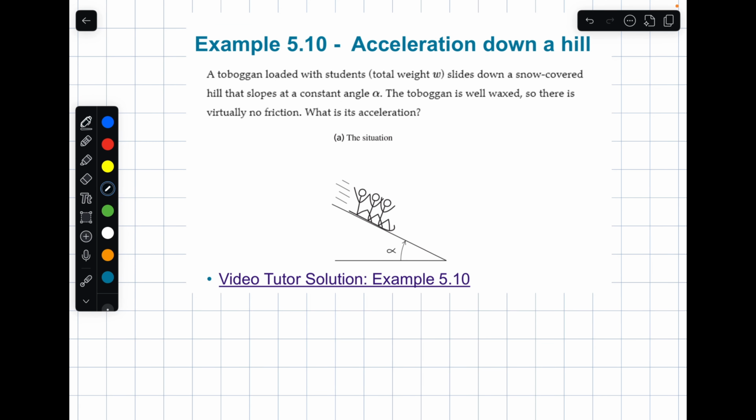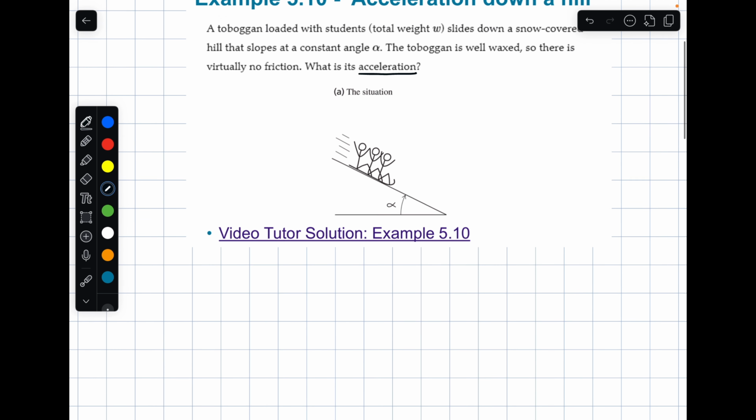So let's do this example where we deal with an inclined plane, and we are going to examine how the acceleration of these students in a toboggan is affected by the forces acting on them on this inclined plane. Specifically, we'll find the acceleration.